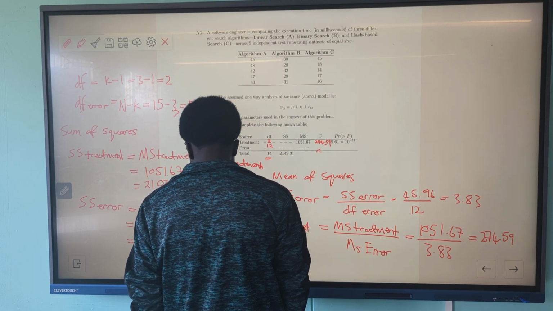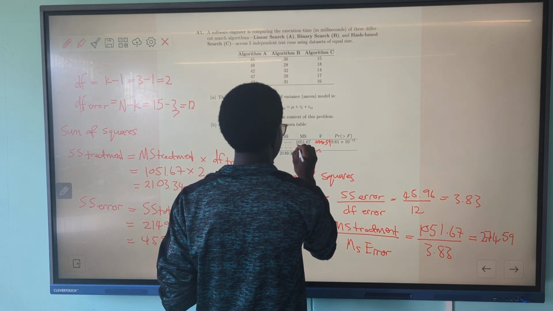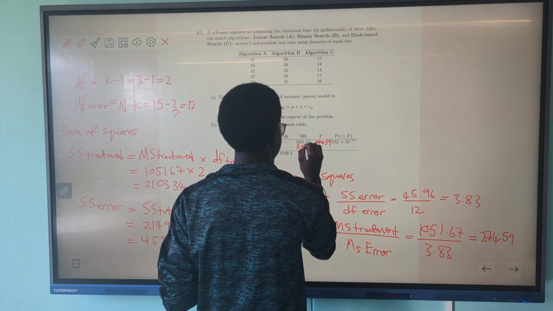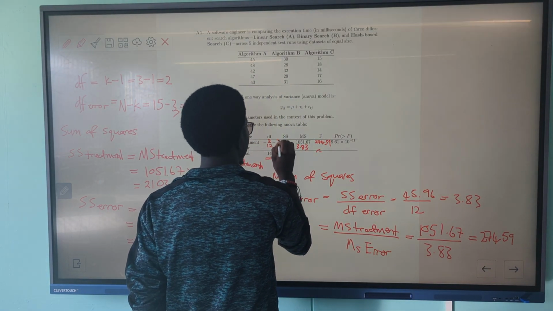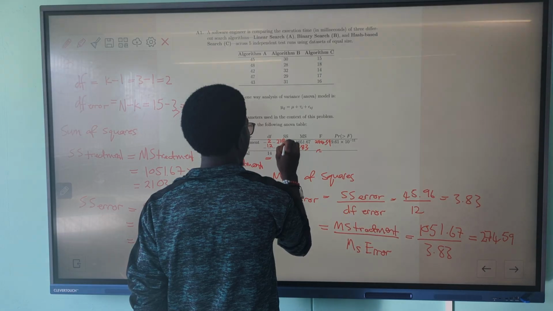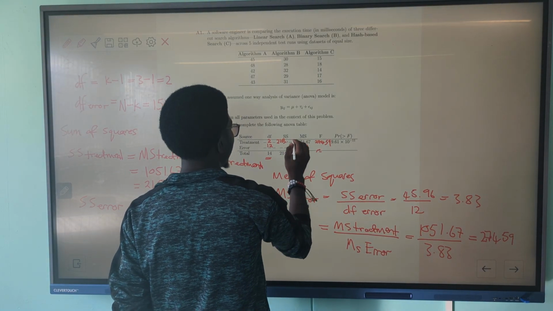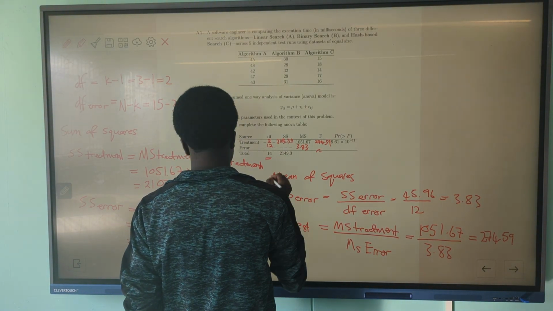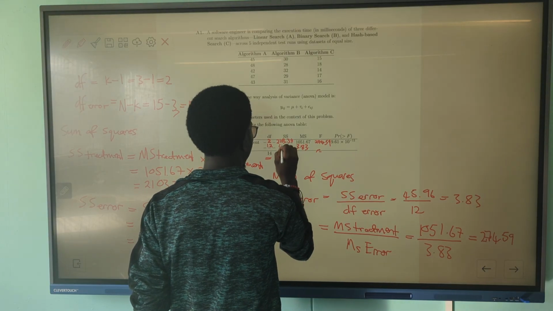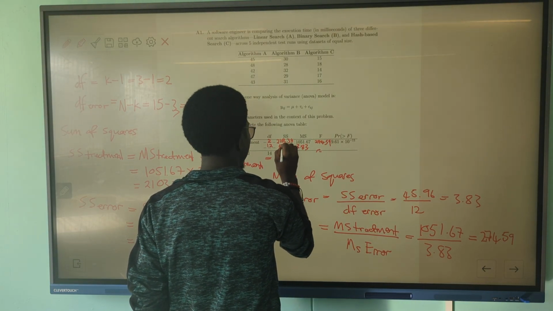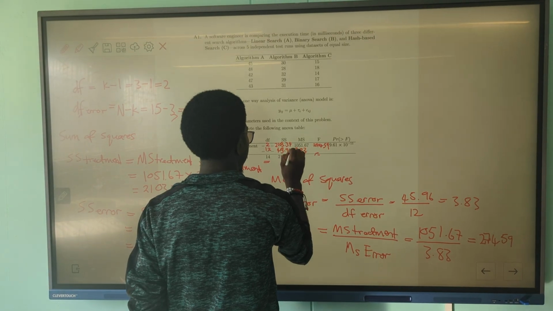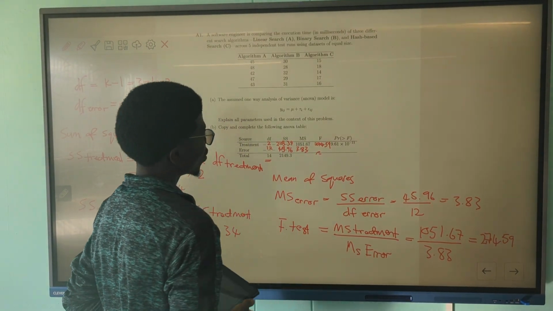MS 3.83, we have got 3.83, and here we've got 2103.34, and here we've got 45.96. Are we together?